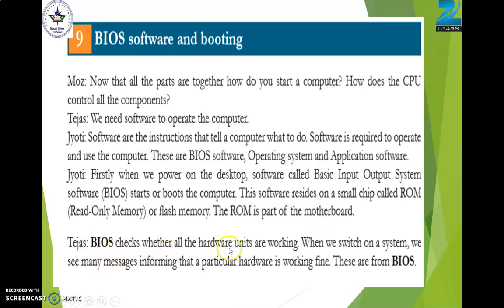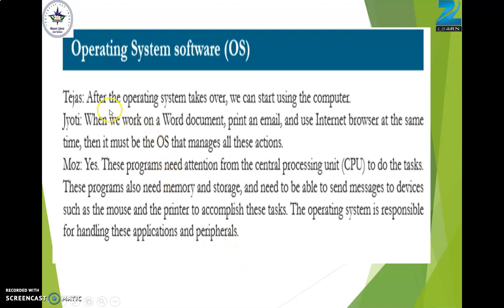BIOS checks whether all the hardware units are working or not. After that it will give control to the operating system. After the operating system takes over, we can start using the computer. When we work on a Word document, print an email, and use an internet browser at the same time, it is the operating system that manages all these actions. These programs need attention from the central processing unit to do the task, and the operating system provides one platform to all these applications.